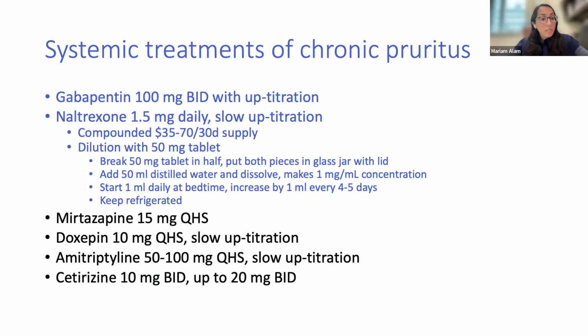And then you can use all of these other things as well: mirtazapine, doxepin, amitriptyline, cetirizine. I don't need to stress the point with you all, but these are really sedating, and so I try to avoid using them in elderly patients. Cetirizine is not sedating, but I don't think it really works that well.